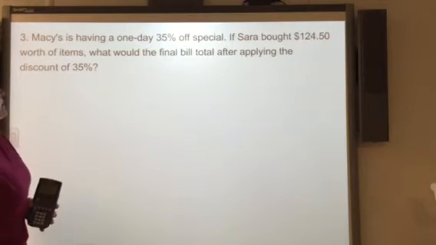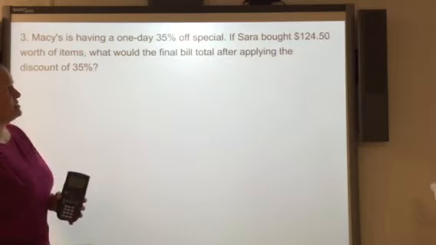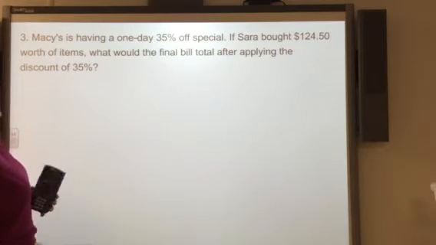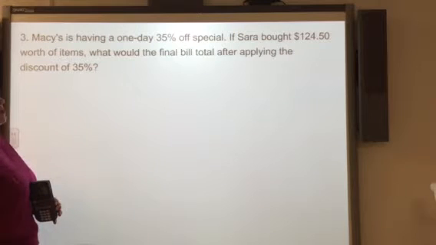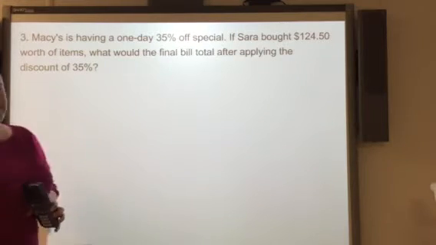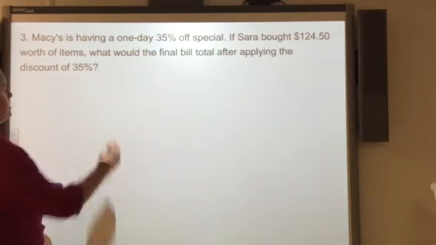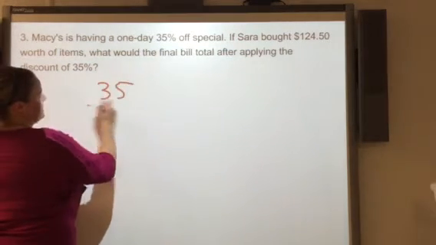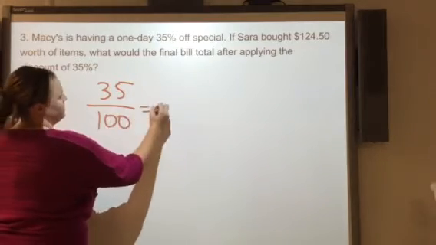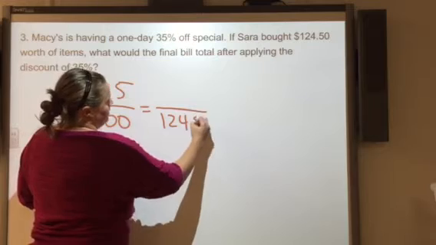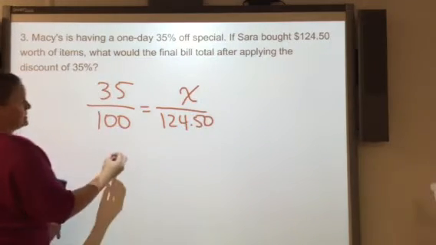Number 3, Macy's is having a one-day 35% off special. If Sarah bought $124.50 worth of items, what would the final bill be after applying the discount of 35%? So again, discount is taking away from the final, but we're still going to find it the same way we found the rest of them. So again, the total goes on the bottom, and we're looking for how much the discount was.